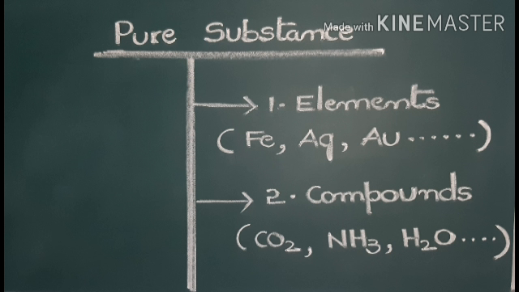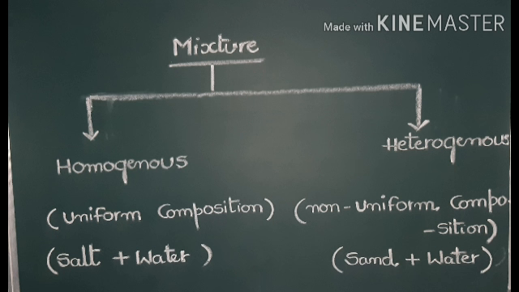Pure substance. What is a pure substance? The substance which is made up of the same kind of particles, and pure substance can be divided into elements and compounds. Next one is a mixture. What is meant by mixture? A mixture contains more than one pure substance and can be divided into a homogeneous mixture and a heterogeneous mixture.